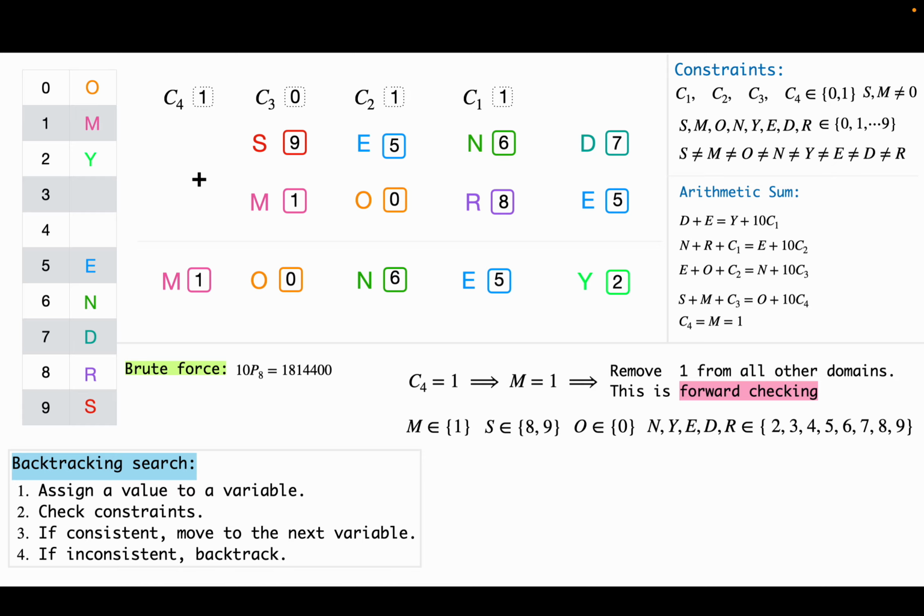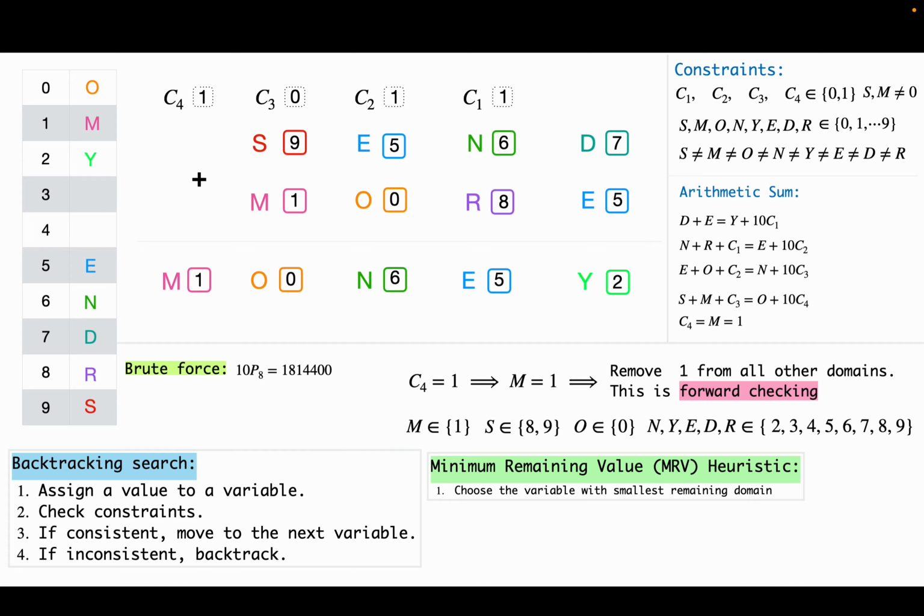We have a heuristic to decide which variable to pursue, and that is called the minimum remaining value heuristic. It says to choose a variable which has the smallest remaining domain. For example, once you have assigned M is equal to 1, the other variables have a higher number of possible values, but S can take only 2 values, which limits the choices. This is a better heuristic to consider, because we would reach the solution very quickly.